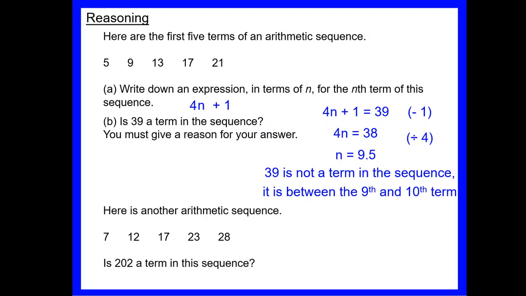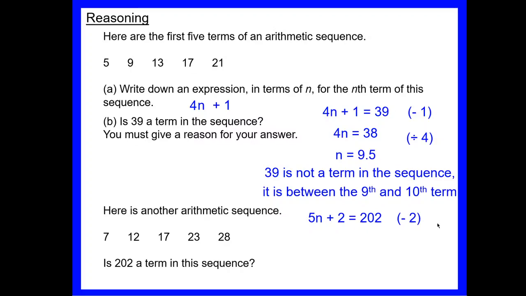Let's look at another one. So we've got another sequence this time, 7, 12, 17, 23, 28. Is 202 a term in the sequence? Well, to be able to find that out, first I'd have to find the nth term rule. So our nth term rule, we're adding 5, we're adding 5, we're adding 5. So we've got our 5, then our n. From 5 to 7 we add 2. So there's our nth term rule, and we want to check if 202 is in the sequence, so we'll make it equal 202. Now we'll solve that equation for n.